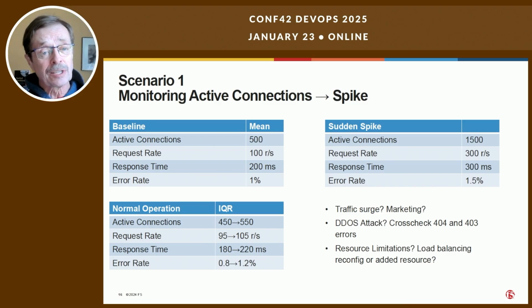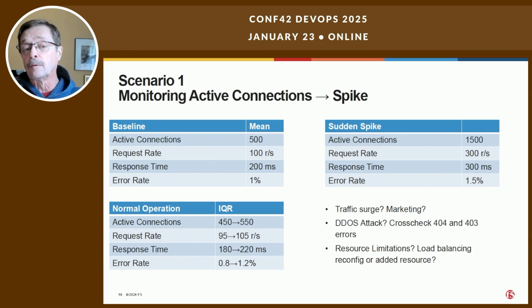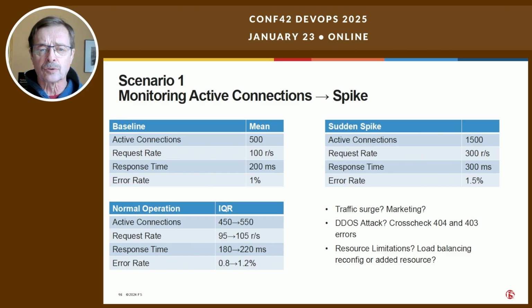But it could also indicate a DDoS attack. Cross-check your 404s and 403s to see what's going on with those error cases. You might also suddenly be running out of limitations. Maybe something has happened where your load balancer is trying to do some weird things and reflecting things to a single system rather than multiple systems. And so your spread is not quite the same. So you may need to look at resources that are underlying this structure.